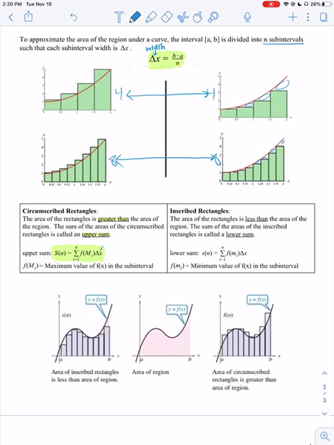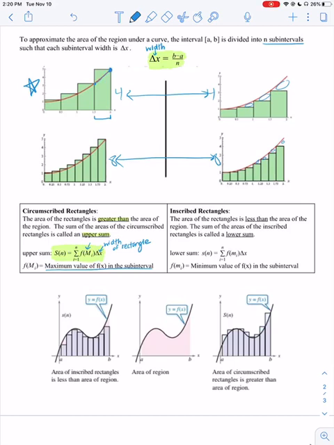Because this is the width of the rectangle, because that's the size of the rectangle. And then this is the maximum value of the function in that particular subinterval. So, for example, if I look at this one here, one of my subintervals was 1.5 to 2, and the maximum value on that interval, so this would be the minimum, and then it's increasing.